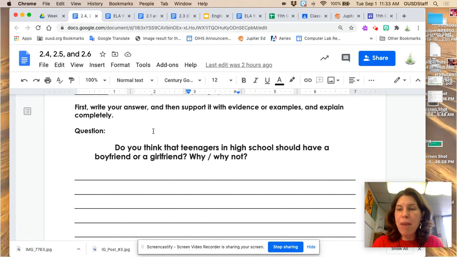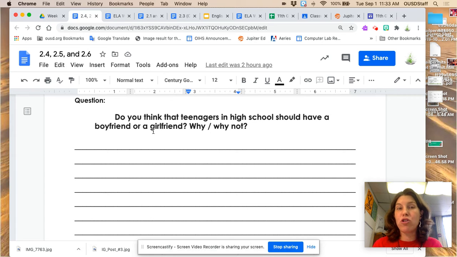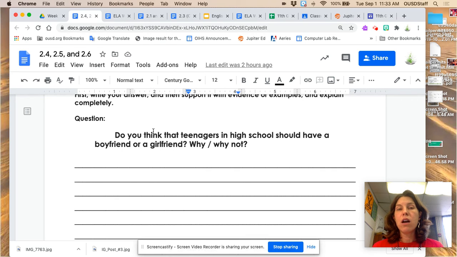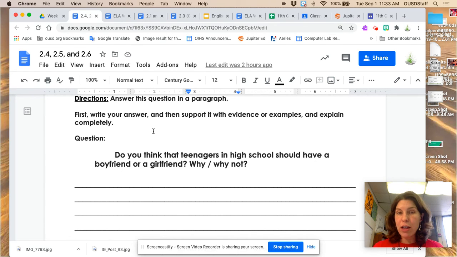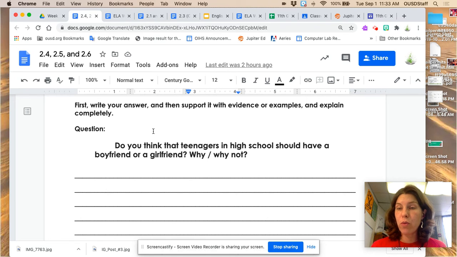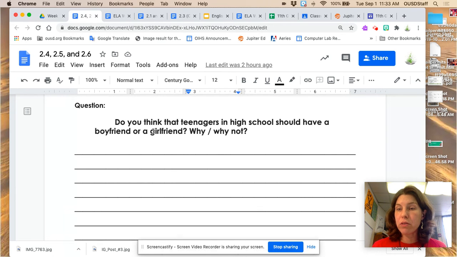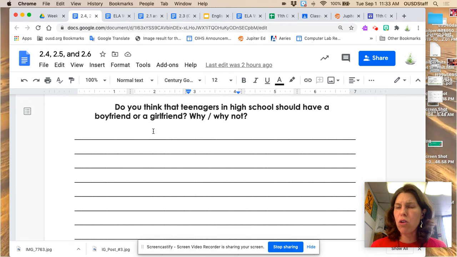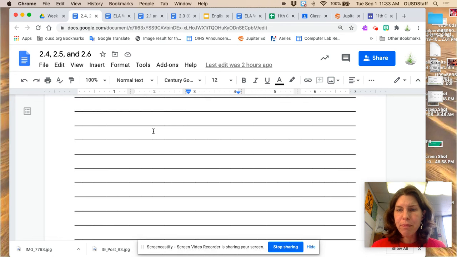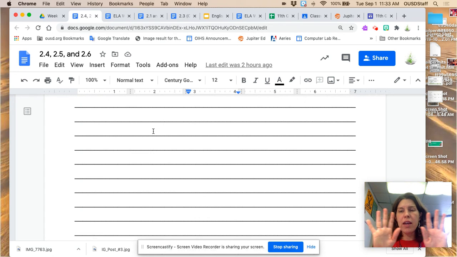So you have to write a paragraph to answer this question. Do you think that teenagers in high school should have a boyfriend or girlfriend? Why or why not? I want you to write the best paragraph you can. Answer by first writing your answer and then support your answer with evidence or with examples and really explain the way that you think about it. Okay? That's it for the middle of the week work until our class on Friday.